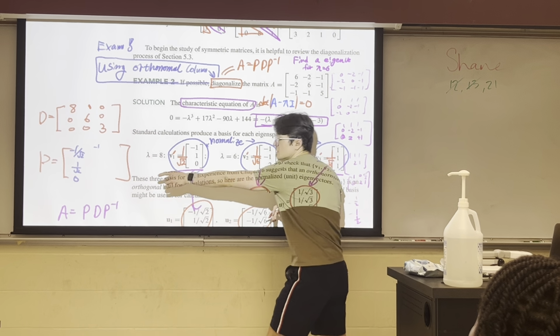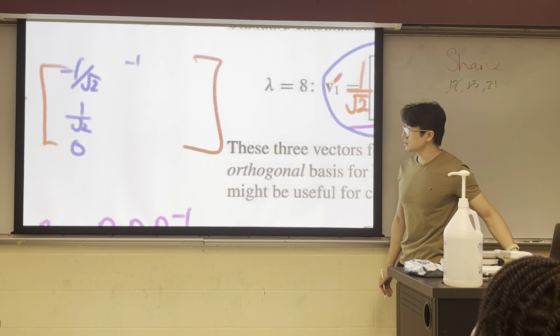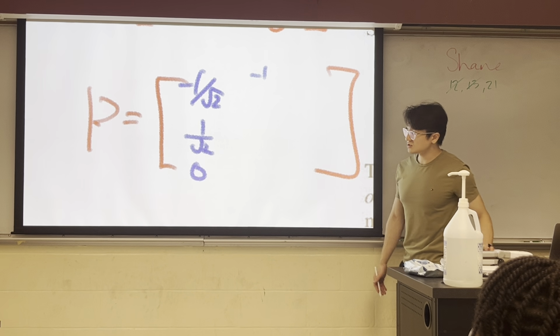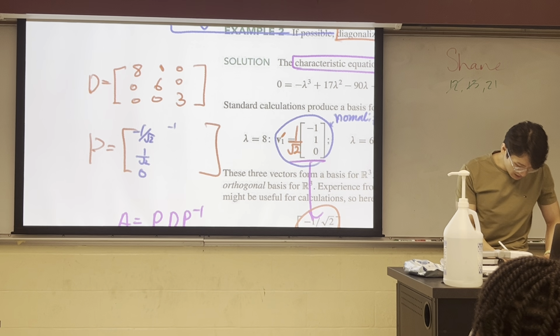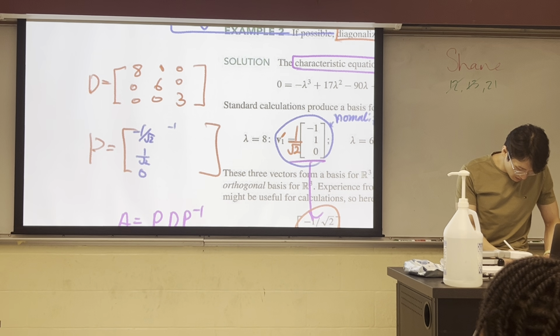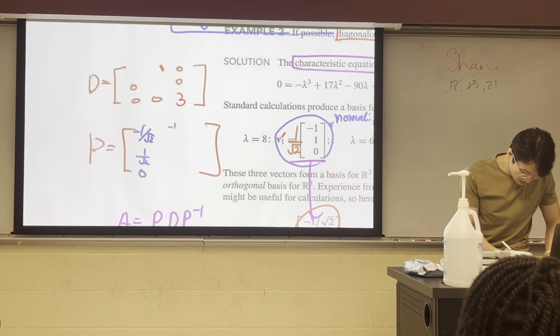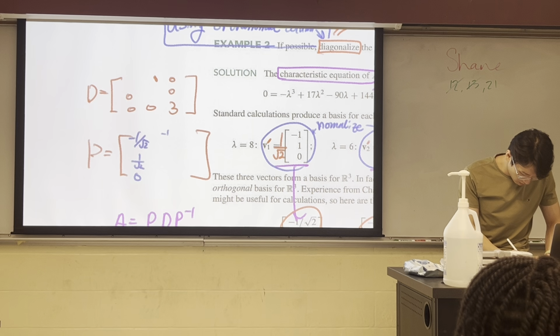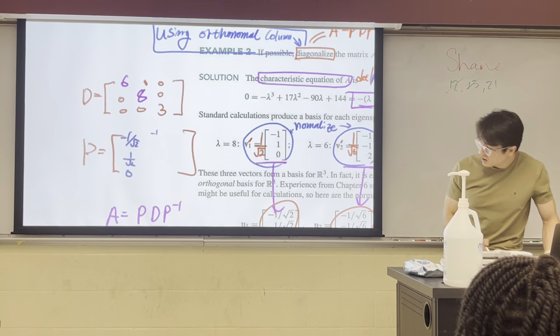You just copy paste. And then once you construct P, inverse is just transpose. But let's say for some reason you swap the order of the first two eigenvalues, so instead of 8, 6, you got 6, 8.